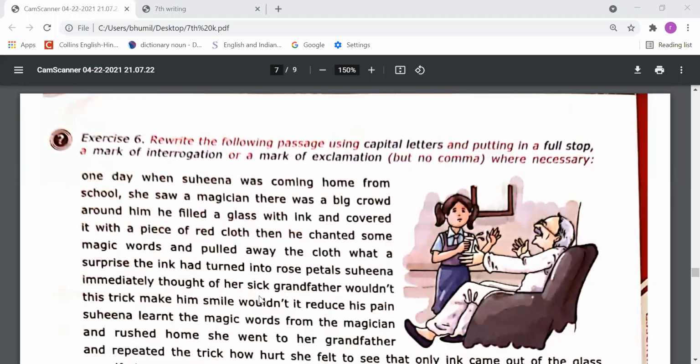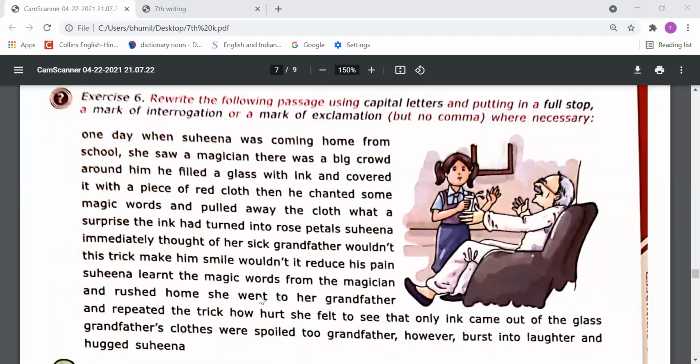Let's do exercise number 6. Rewrite the following passage using capital letters and putting in a full stop, a mark of interrogation or a mark of exclamation, and a comma where necessary. So these are all the things you have to do in this passage. Means capital letters you have to fill, and full stop, interrogation mark and exclamation marks you have to mention here.